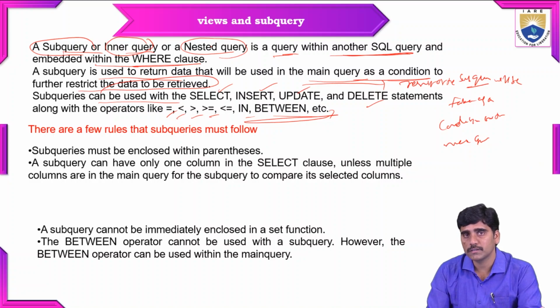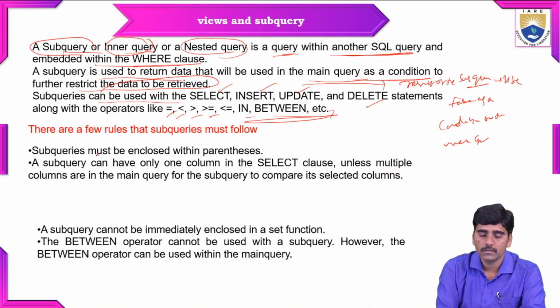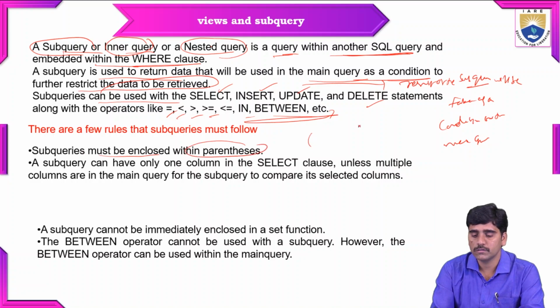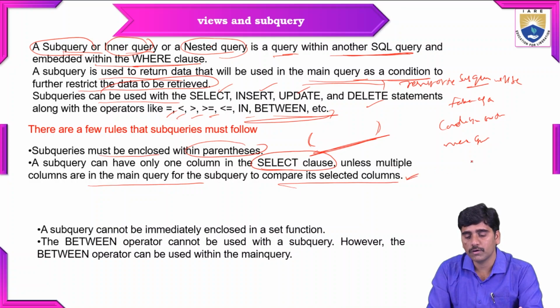But for some particular restrictions, subqueries are not possible, so some rules are implemented. Subqueries must be enclosed within parentheses. A subquery can have only one column in the select clause, unless multiple columns are in the main query for the subquery to compare its selected columns. So the subquery contains only one selected column.